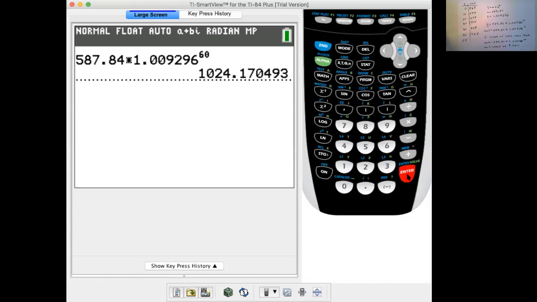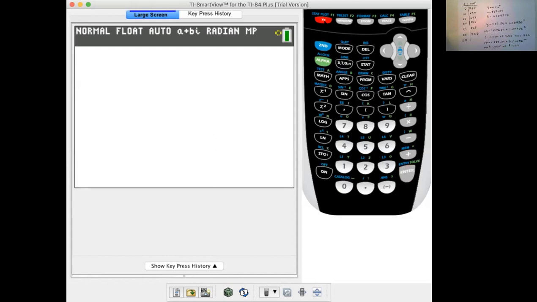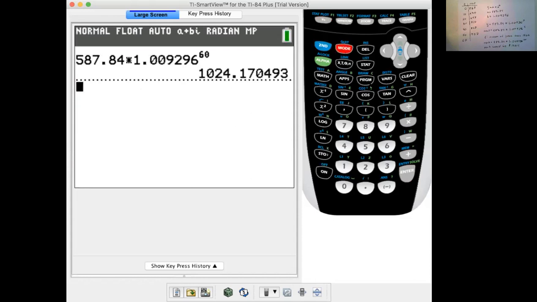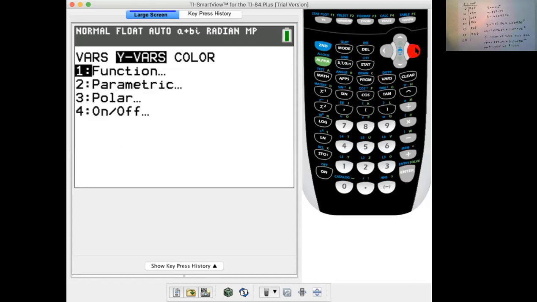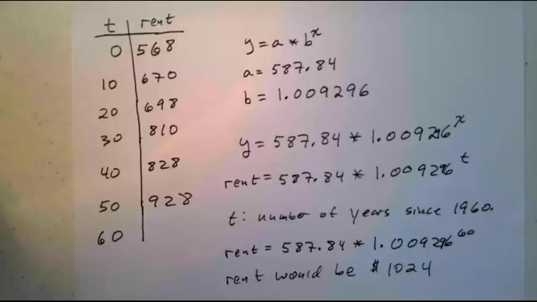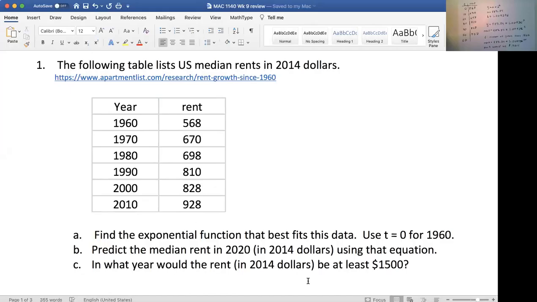Now there's another way to do this, because you'll remember I actually stored the regression equation in Y1, so that contains all of the decimal points. So I could just go to VARS, Y-VARS, Function, and ask what is Y1 evaluated at 60? And I hope it gives me 1,024. And notice, it even gives me 1,024.17, correct to the cent. So I did have enough decimal points there. So we were able to predict what the rent would be in 2014 dollars, which was our goal.